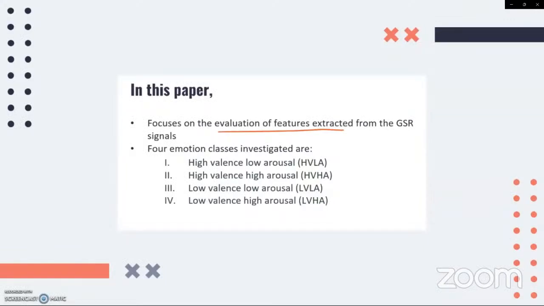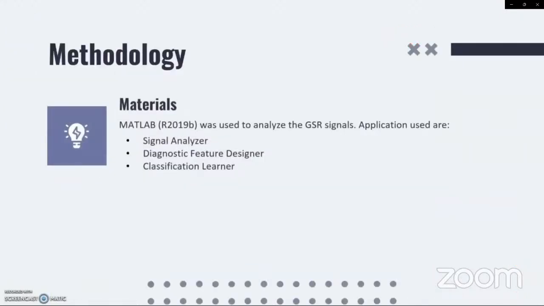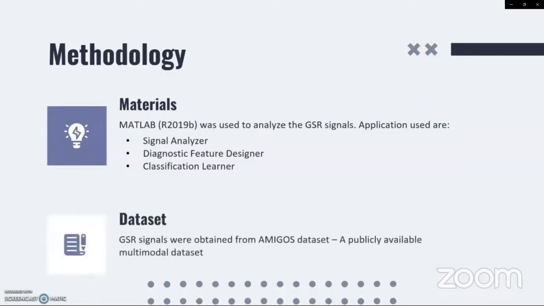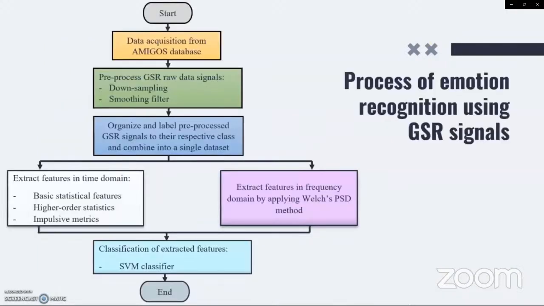In this paper, we focus on the evaluation of features extracted from the GSR signals, where 4 emotion classes as listed below are investigated. So for the methodology, the MATLAB software was used to analyze the GSR signals. The applications were provided by the software itself, which are the Signal Analyzer, Diagnostic Feature Designer, and Classification Learner. Meanwhile, the GSR signals were obtained from the AMIGOS dataset, which is a publicly available multimodal dataset. The figure shown is a flowchart that describes the process of emotion recognition used in this paper.